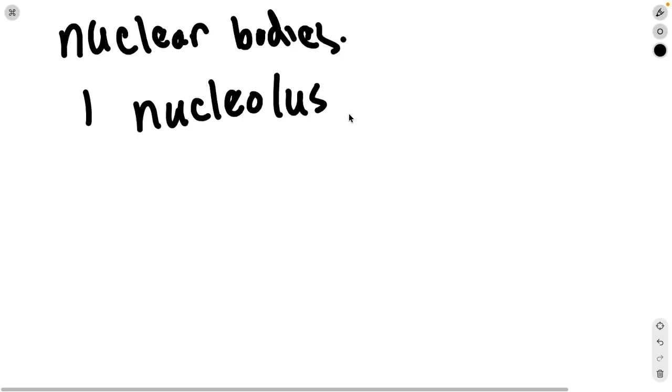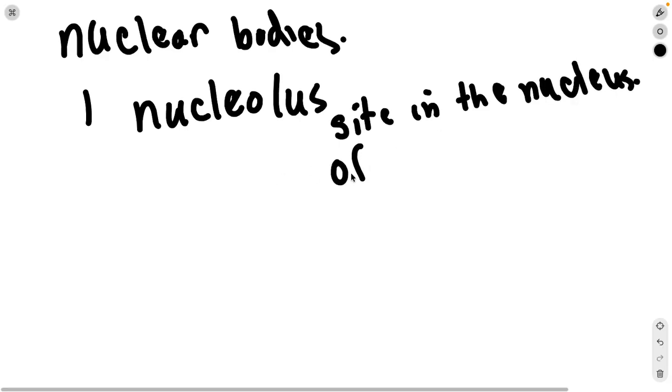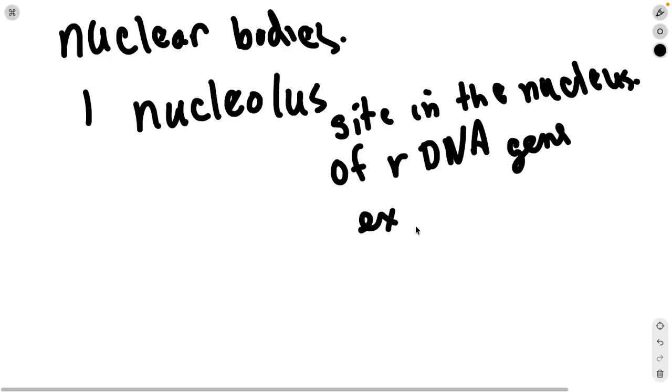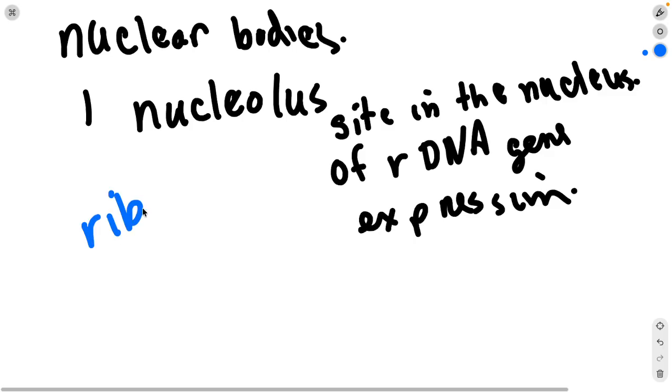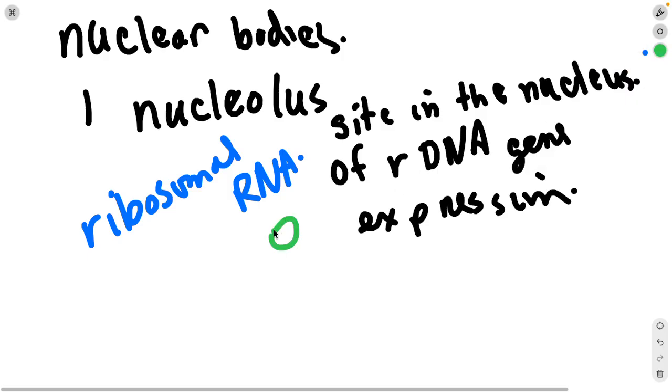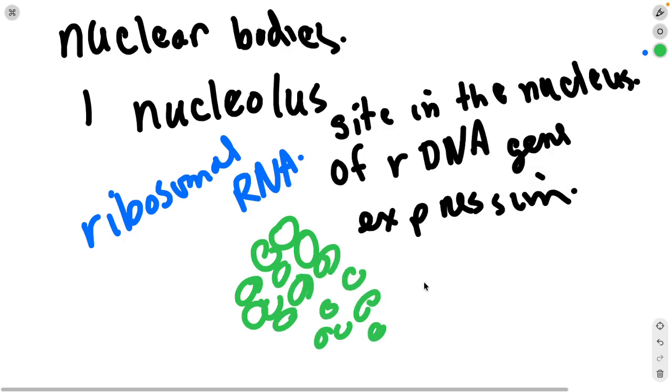And the nucleolus is the site in the nucleus of our DNA gene expression. And so just to talk about that, our DNA codes for ribosomal RNA. And if we drew a picture of a ribosome, it would be a whole bunch of proteins made up of about 70 proteins. So many, many proteins make up the large and small unit of a ribosome. So that would be a ribosome with all of its ribosomal proteins.